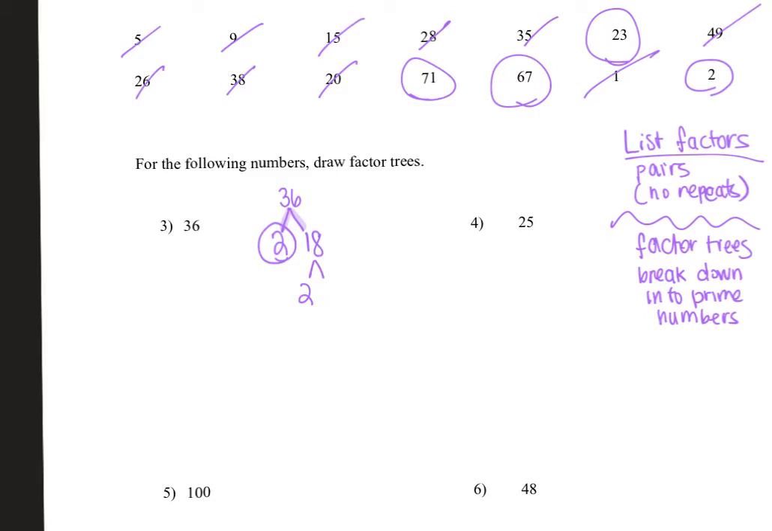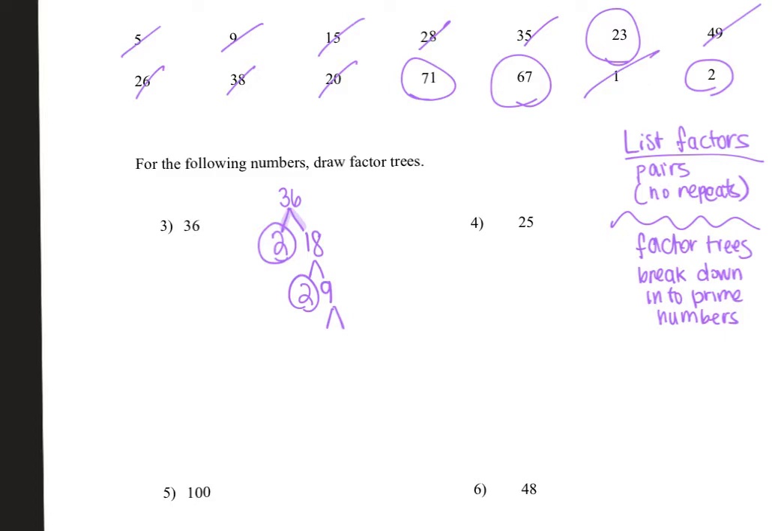So I come back here, and it's 2 times 9. Again, these 2 numbers are always multiplied, equaling that one, right? So 2 times 9 gives me 18. I'm circling the 2 again because that's prime. I'm breaking down 9 now.